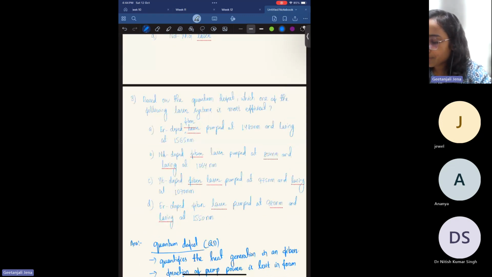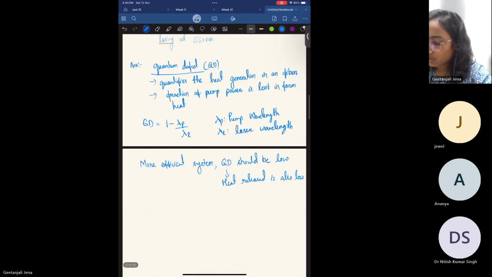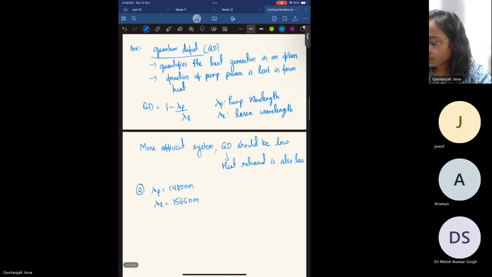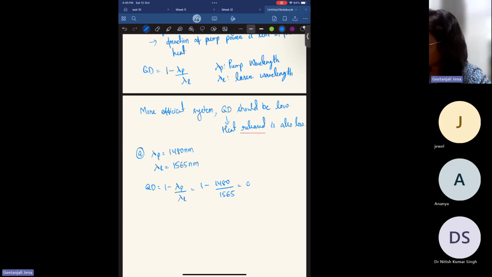The first option is erbium doped fiber laser, pumped at 1480 nanometer and lasing at 1565 nanometer. So this is lambda p, and the lasing wavelength is lambda L. For option A, lambda p is 1480 nanometer and lambda L is 1565 nanometer. So QD is 1 minus lambda p by lambda L, which is 1 minus 1480 divided by 1565, which will come around 0.054.